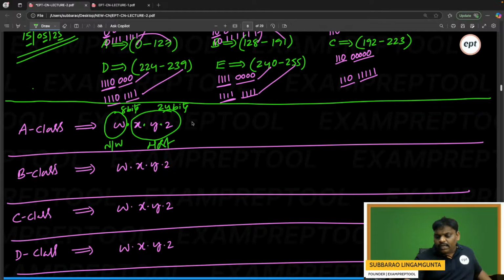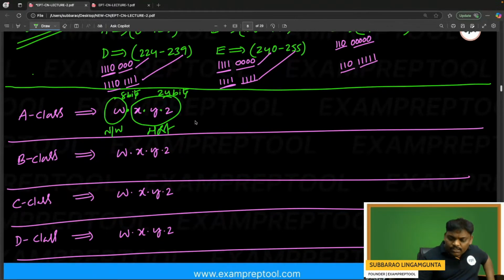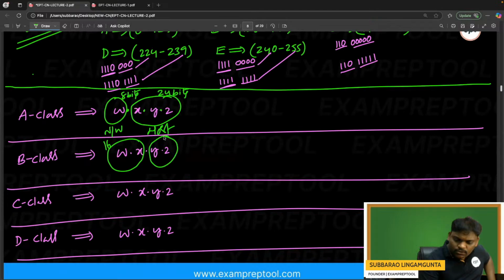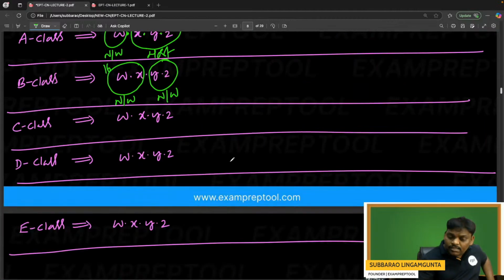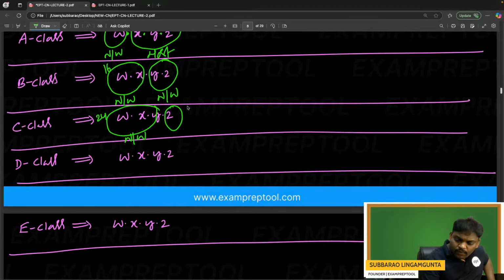Remember, 8 and 24. What about class B? Slowly see this one, slowly. In class B, the network part will increase. 8 bits, right? 16 bits for the network, right? 16 bits for host. Network is 16, host also 16. Some people are asking, sir, what about class C, sir? Slowly it will increase. What is the answer? 24 bits for the network, 8 bits for the host.